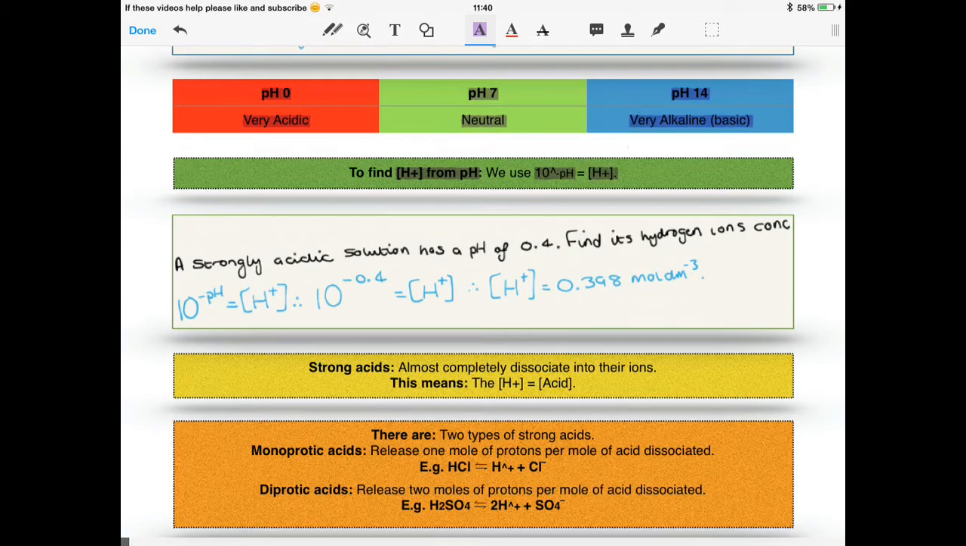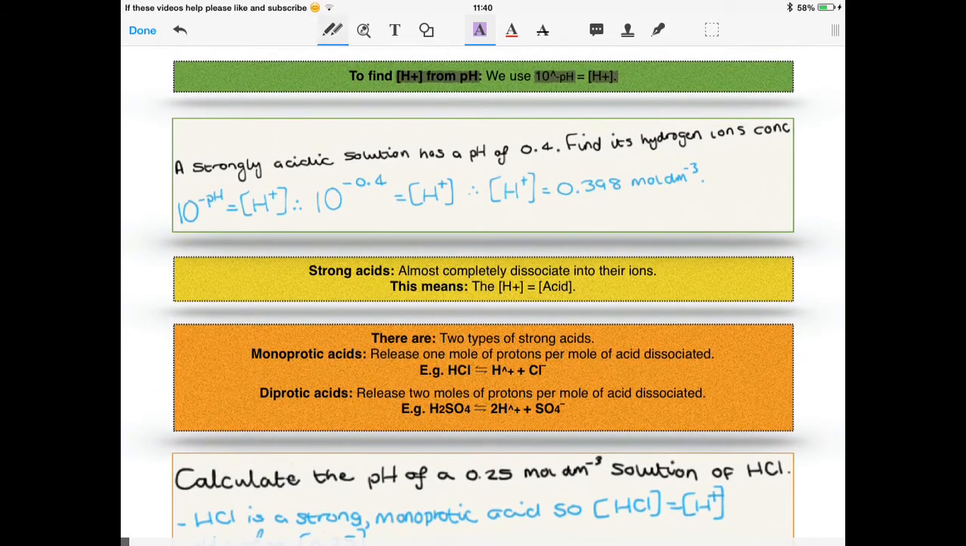It's easier again to do a calculation visually. A strongly acidic solution has a pH of 0.4. Find its hydrogen ion concentration. Using the equation that we know here, we just sub in minus pH, so minus 0.4, and this will give us an overall answer for our hydrogen ions of 0.398 moles per decimeter cubed. If you're unsure of how to get that 10 to the power, just do shift log on a Casio and you'll get it. Other brands you'll have to ask your teacher.